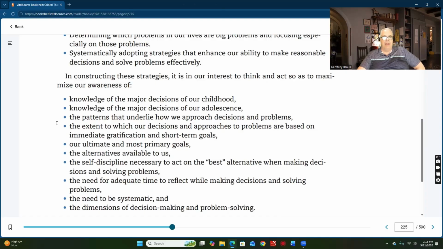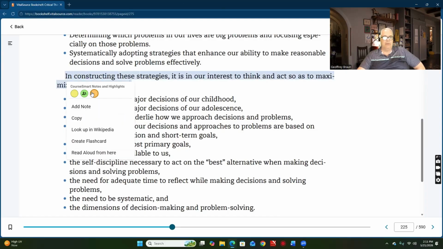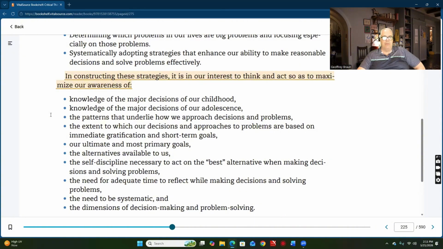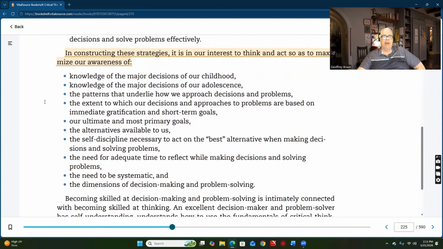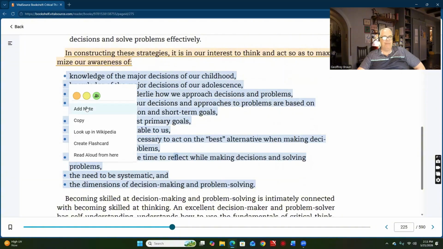That's life. In constructing these strategies, it is in our interest to think and act so as to maximize our awareness of what? Knowledge of major decisions of our childhood, major decisions of adolescence. Remember we went over this? The patterns that underlie how we approach decisions and problems, the extent to which our decisions and approaches to problems are based on immediate gratification. This stuff is good. This is gold. This outline is kind of what you need, right?